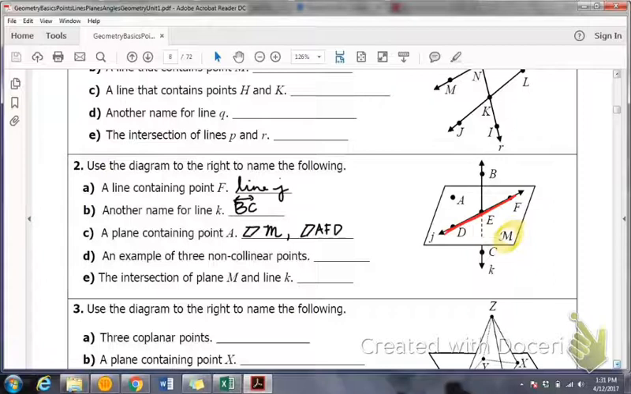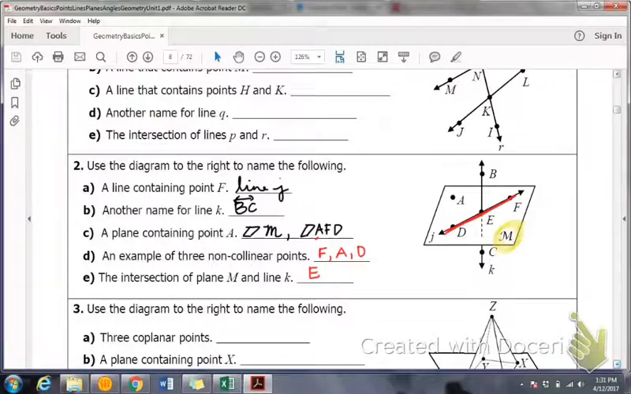Hortensia, I'm coming to you. What are you going to say? Any 3 points that are not on the same line. FAD are non-collinear. I would agree with that. F, A, D. They're not on the same line. Good. Where do plane M and line K intersect? Where does line K hit the plane? Elvis? Point E. Do you guys see that? Does that make sense? You've got your plane, and that line's cutting through it. Good.